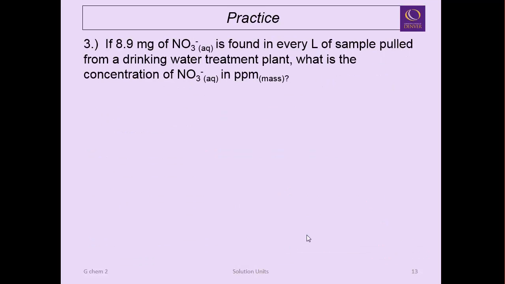If 8.9 milligrams of nitrate is found in every liter of sample pulled from a drinking water treatment plant, what is the concentration of nitrate in parts per million?